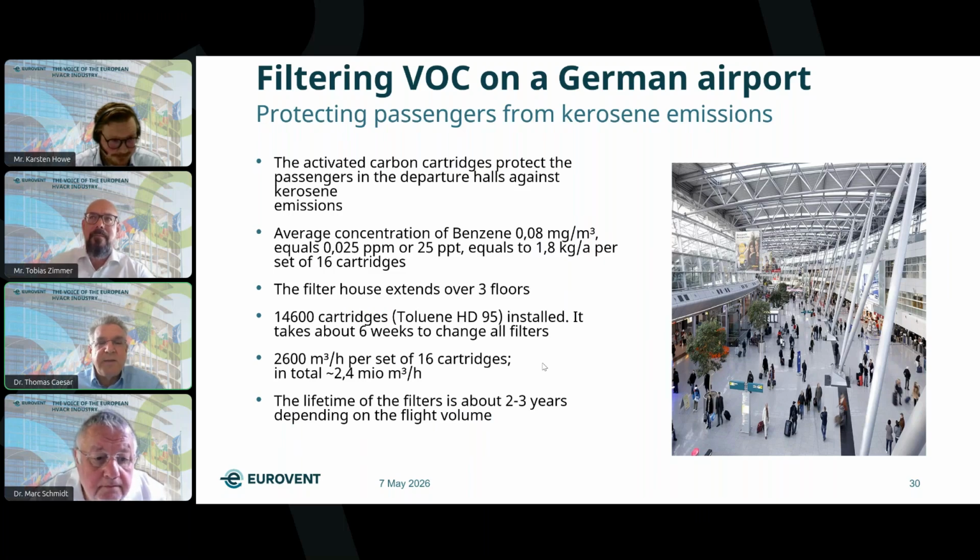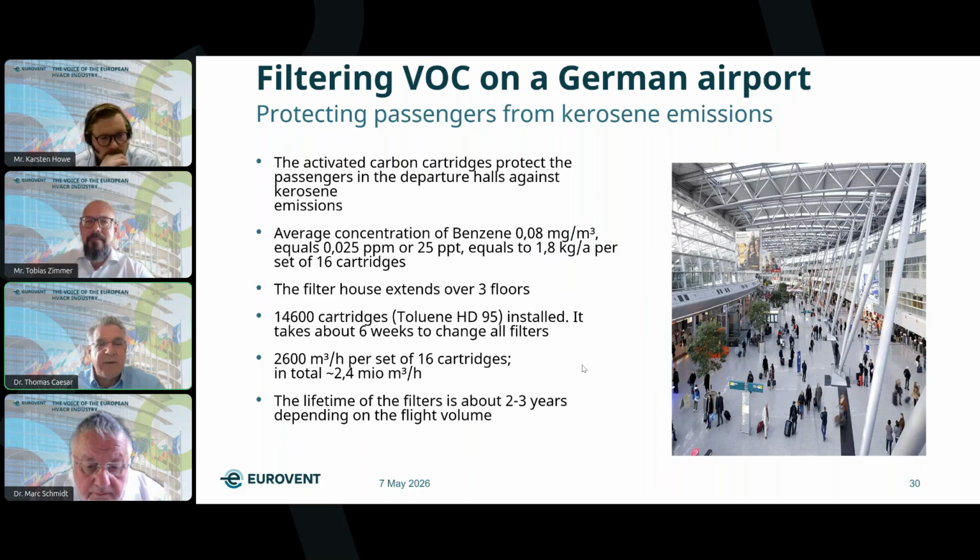In this case, we're using filters which have cartridges, and you have already seen the pictures of cartridges, 16 cartridges installed in a typical filter frame. That is 1.8 kilograms per year of benzene arriving at this set of 16 cartridges. So quite a large amount of gas that has to be filtered.